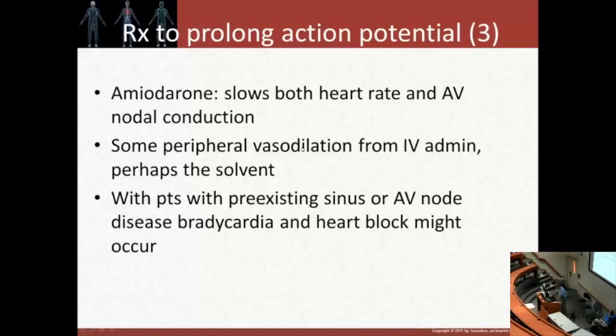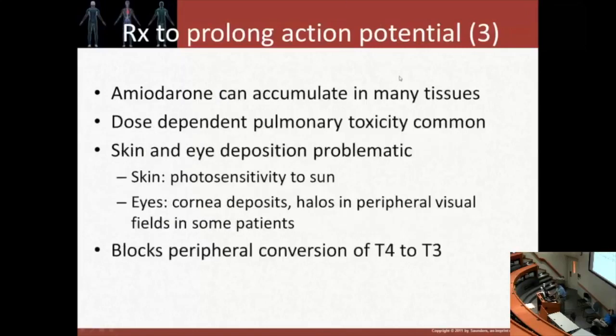You will get some peripheral vasodilation if you give it IV. Maybe it's the solvents. Can't really explain it at this point. With patients that have pre-existing sinus or AV node disease, specifically bradycardia and heart block, you might get some of these side effects. As you said, amiodarone can accumulate in many tissues. There's a dose-dependent pulmonary toxicity. There's deposition in both skin and eyes. With the skin, you can have some photosensitivity, especially if you give it in the summertime or in a warm area. This wouldn't probably be an issue in November in Chicago, because it's usually dark for the whole month.